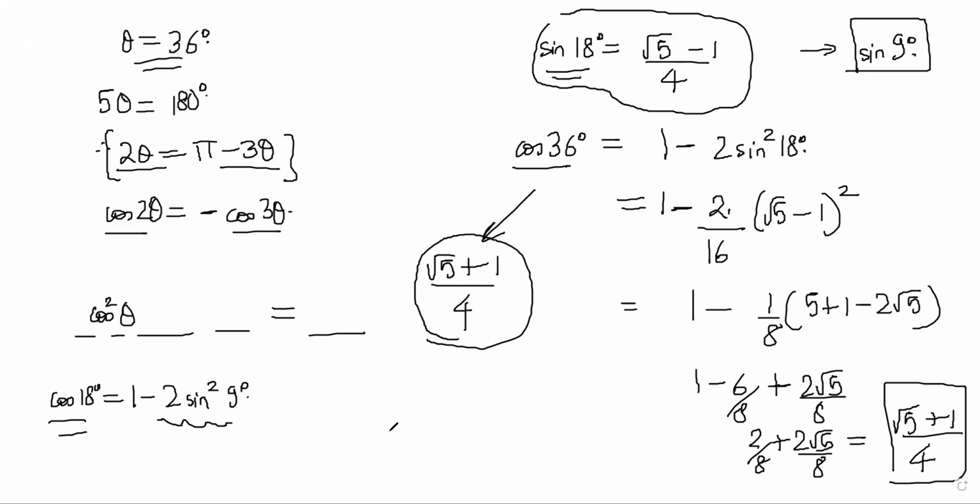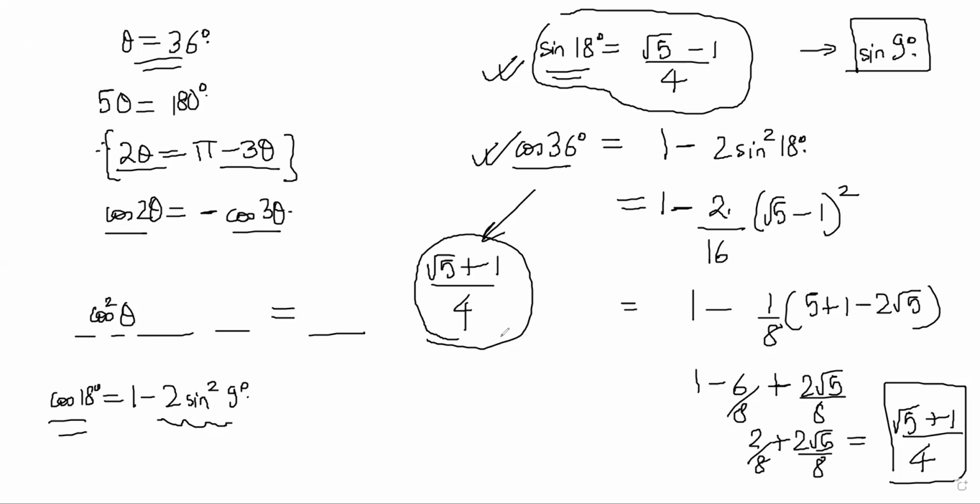You need to remember at least two of them. At least these two you need to remember, this and this. Don't try to memorize all angles, otherwise you'll get confused. Just remember 18 and 36. Know how to get that and use that to derive other angle values.